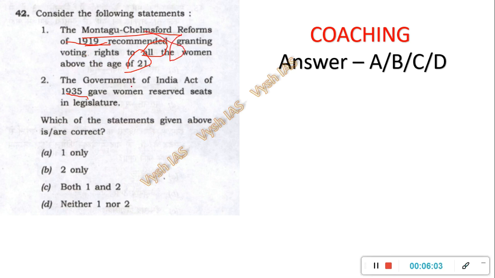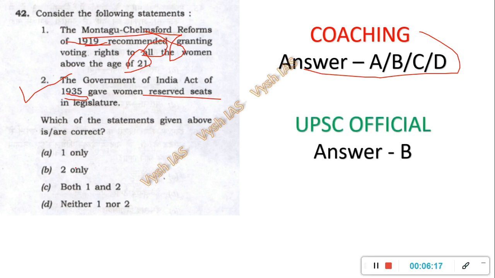Okay, and this one, the Government of India gave this thing in the 1935 Act, the reserved seats for women. This is actually true. It is written in your Lakshmikant textbook also, in your Spectrum also. So I don't know why the confusion was with coaching institutes, but this is how it was. Okay, so answer here will be B. Because reserved seats for women were there, and certain other categories also. Separate electorates and reserved seats were there. So this is correct. Okay, B.